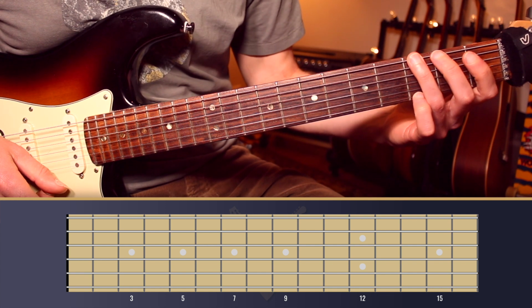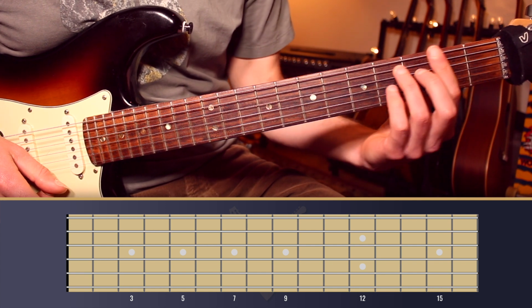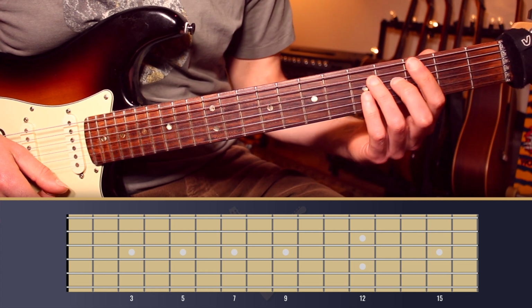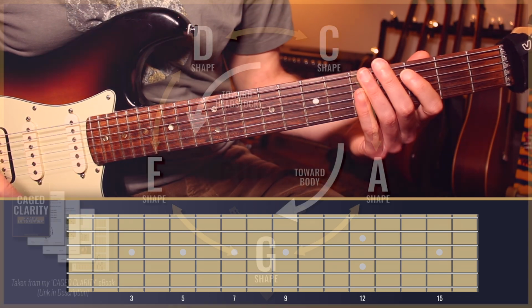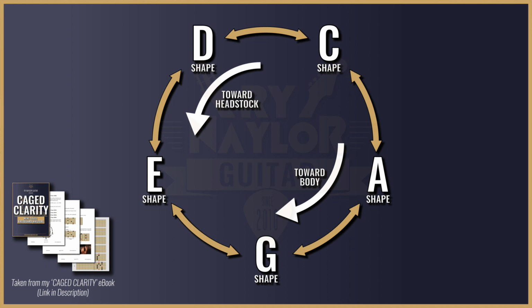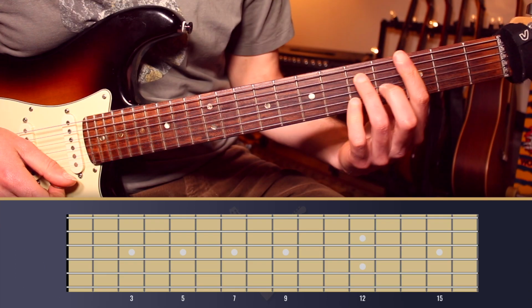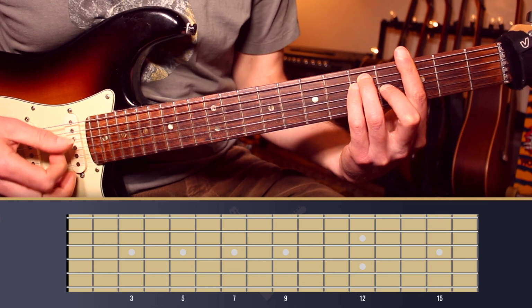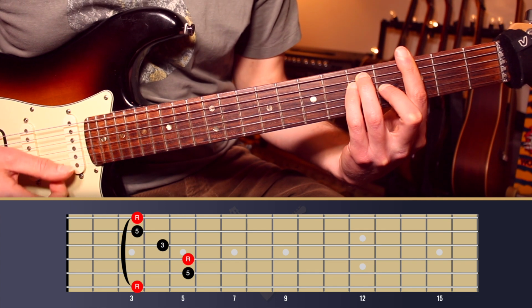If we started in the open position with the G shape, the next 4 will be the E shape. Remember, it's always related to the word CAGED. The order of the shapes up the neck is the same as the order of the letters in the word CAGED. So G is followed by E. The major bar chord shape in the E shape was this.